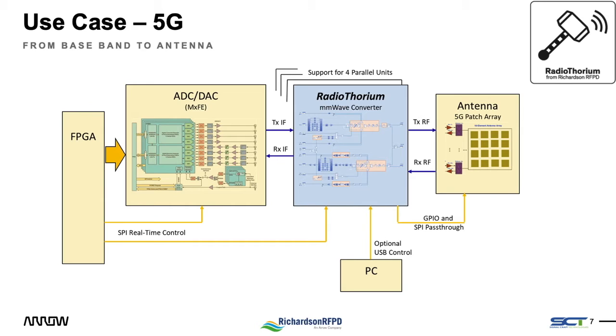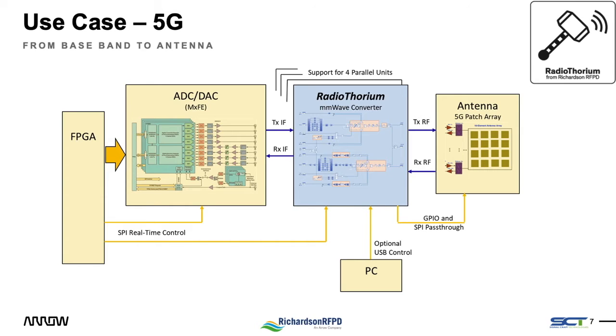In this block diagram, we are showing the Analog Devices MxFE connected to the RadioThorium frequency converter, driving a 5G antenna system. The FPGA board is the ADS9, and it is part of the standard hardware evaluation toolbox of the MxFE. This configuration will enable the user for any type of characterization from a CPE type of configuration with 16 antenna elements all the way to a base station grade that could include up to 256 elements.